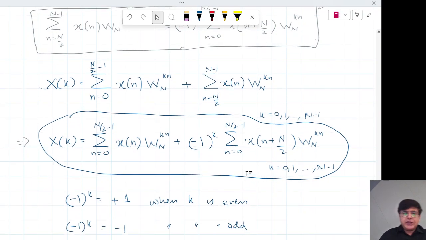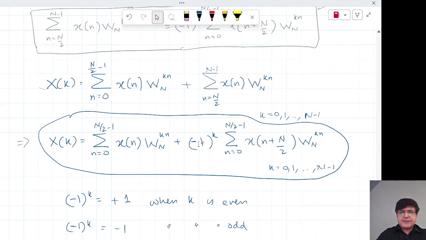Now clearly you have two cases here. One case is when this k is even, and the other case is when this k is odd. When this k is even, minus 1 to the power k is what? You have, let's say, k equals 2. What is minus 1 to the power 2? 1. If k is, let's say, 4, what is minus 1 to the power 4? 1, right. So whenever k is even, minus 1 to the power something even is 1. Whenever k is odd, minus 1 to the power something odd is minus 1.